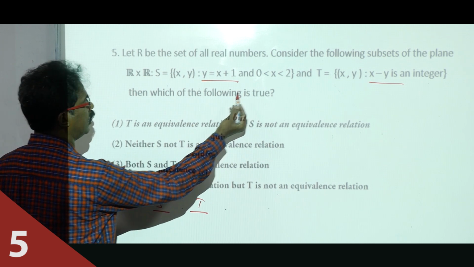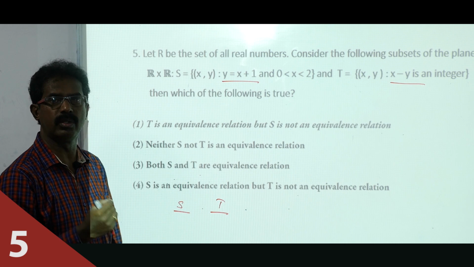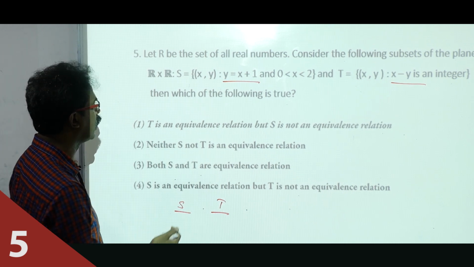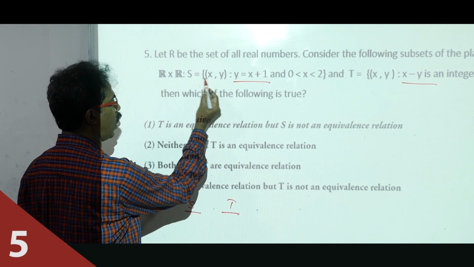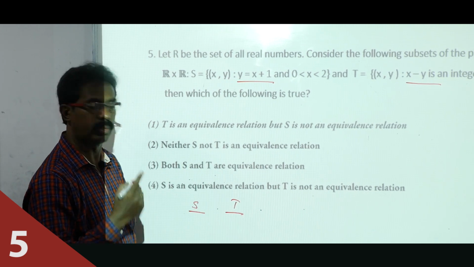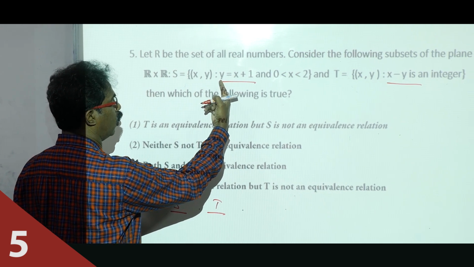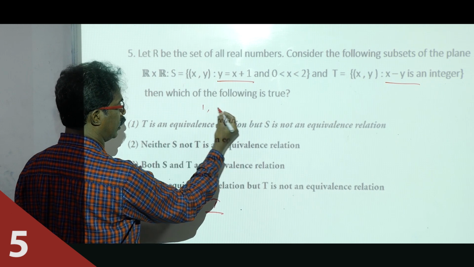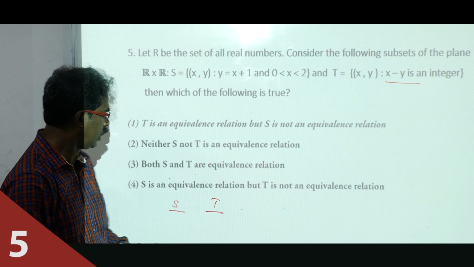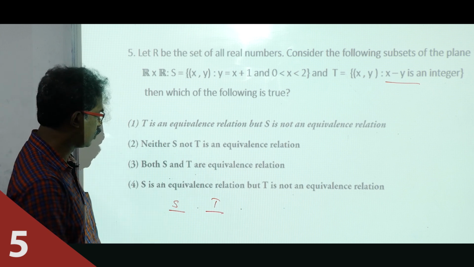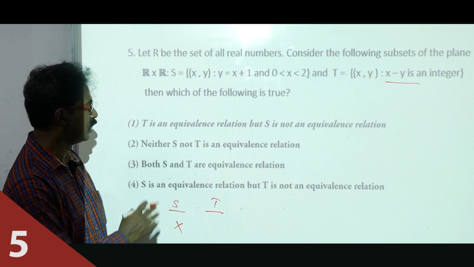You take an element, so x lies between 0 and 2. For example, you take 1. What is reflexive? Every element is related to itself. So you can check whether (1, 1) belongs to S. If you put x equal to 1, you have to get y also 1. Then only we say it is reflexive. When you put x equal to 1, will you get y as 1? No, y is equal to 1 plus 1, it is 2. So it is not reflexive. It is not reflexive means it is not an equivalence relation. No need to check the others. It is not an equivalence relation.